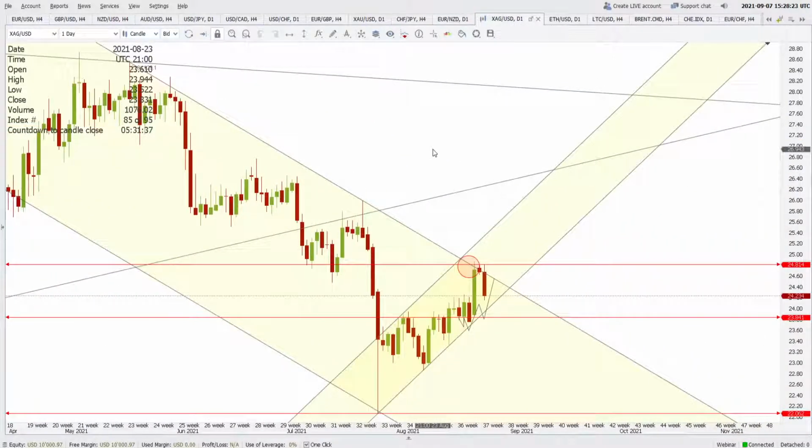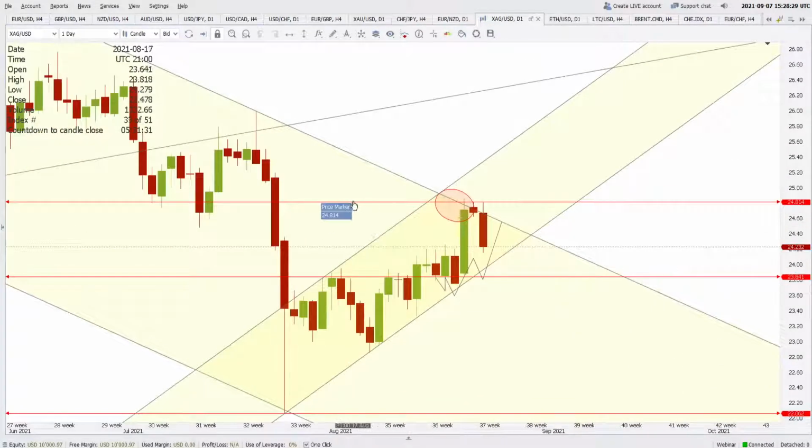XAG, it is silver. Yesterday we tested 24.81. See how beautifully our levels are getting respected in the market. 24.81, we said that this is resistance, and next day there was a small spinning top there, and then today there was a rejection. The price is going back again to this rising channel support line. Today it is sitting at 23.94.